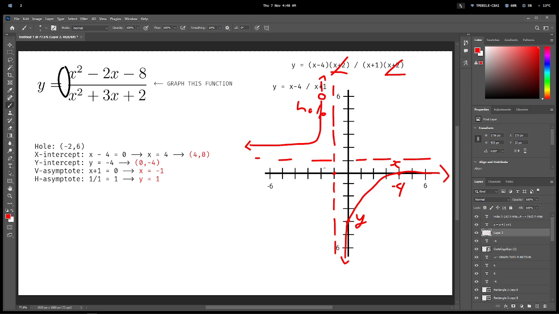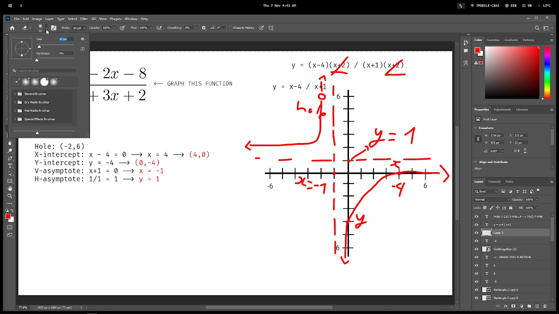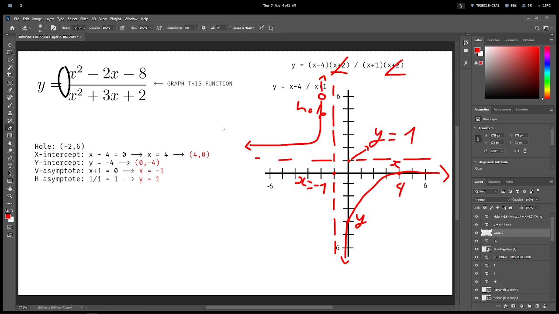That should be it. I'll label it x equals -1. And our asymptote is y equals 1. And our x-intercept, why is that negative 4? I don't know why. Hold on. Okay, 4. And our y-intercept is negative 4. Okay, that should be it.